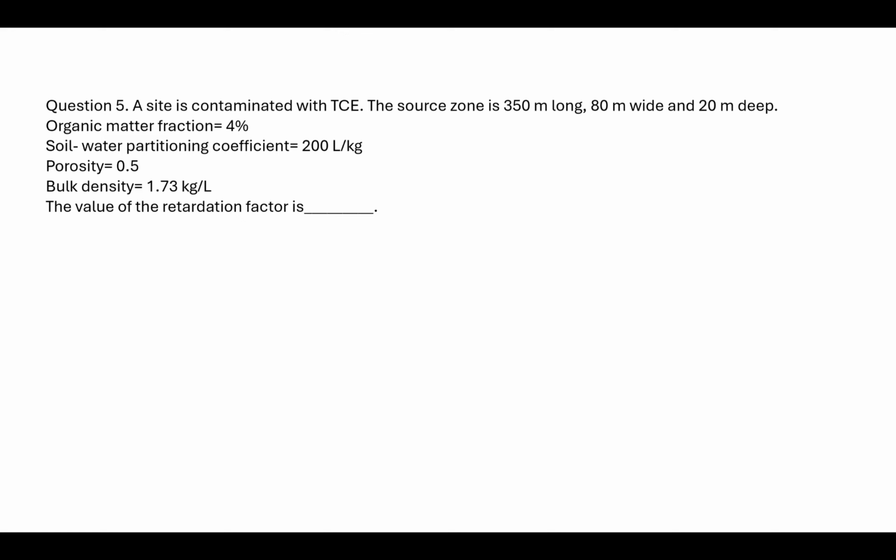Again, it is a numerical based question. The question is, a site is contaminated with TCE, that is trichloroethylene. The source zone is 350 meters long, 80 meters wide, and 20 meters deep. Organic matter fraction is 4%. Soil water partitioning coefficient is 200 liters per kg. Porosity is 0.5. Bulk density is 1.73 kilogram per liter. And we have to find out the value of the retardation factor.